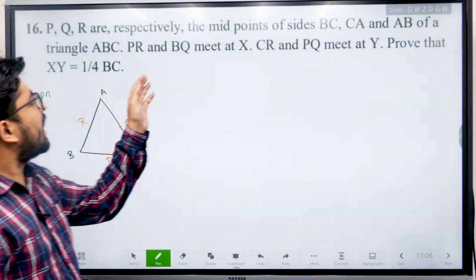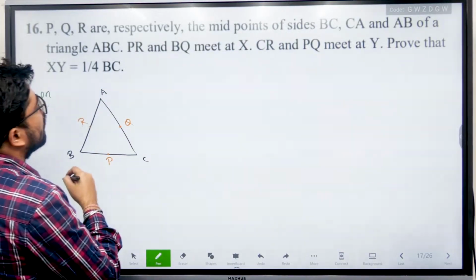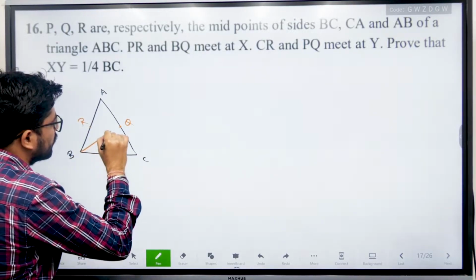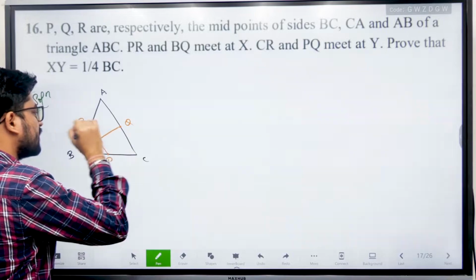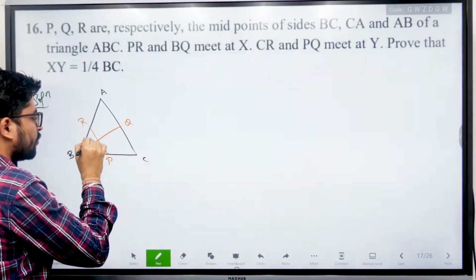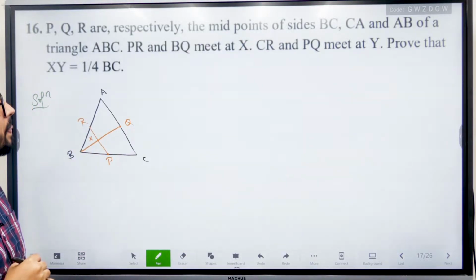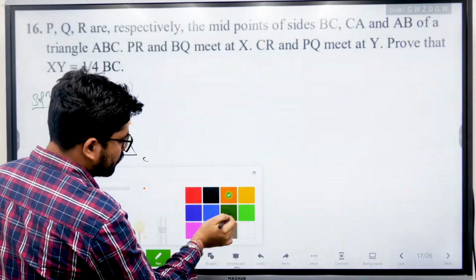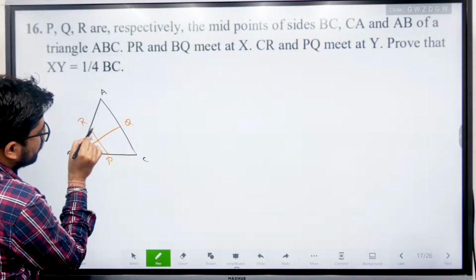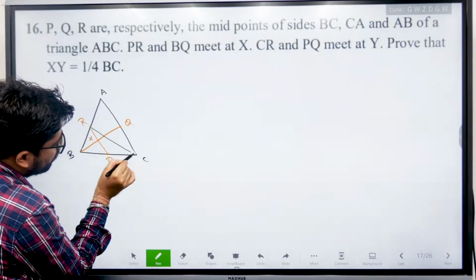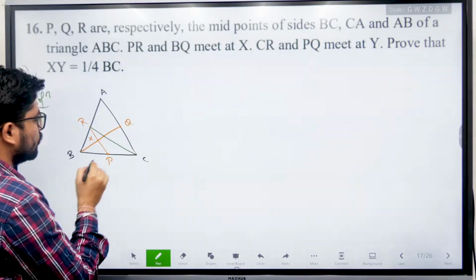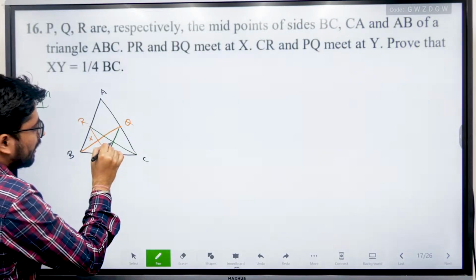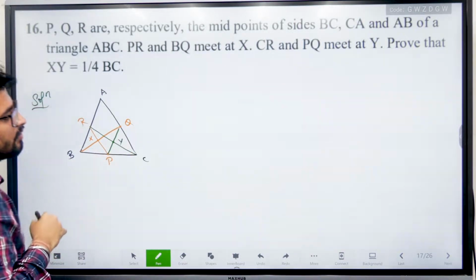PR and BQ meet at X. So PR is this one, and this is your BQ. They meet at some point, let's say that point is X. Next one is CR and PQ. CR, so this line, and PQ, they meet at some point Y.